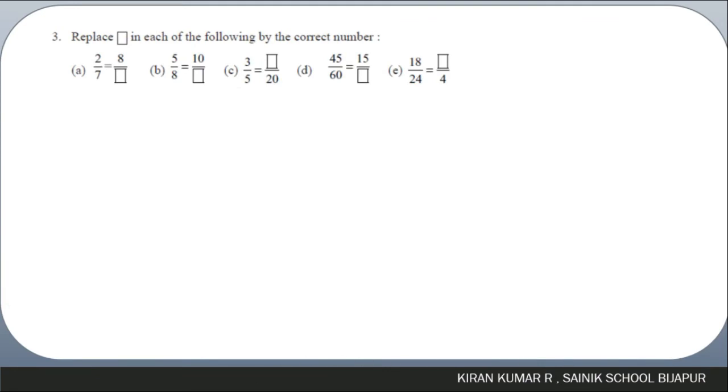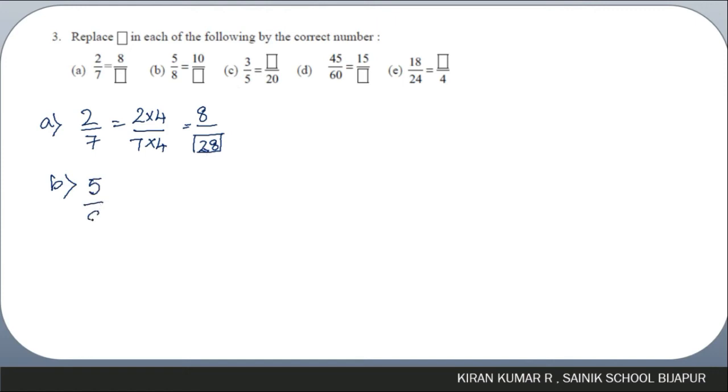Question number 3. Replace the empty box in each of the following by the correct number. Here the first one is 2 by 7. We are given 8 by the empty box. How do we get 8? When 2 is multiplied by 4, we get 8. So 7 has to be multiplied by 4. We get this as 28.